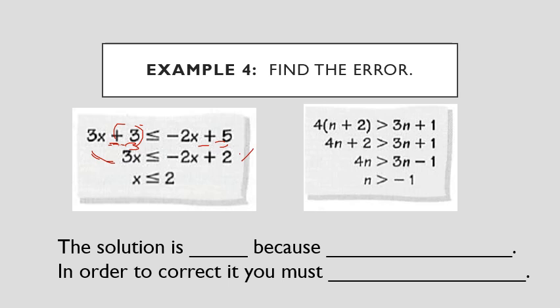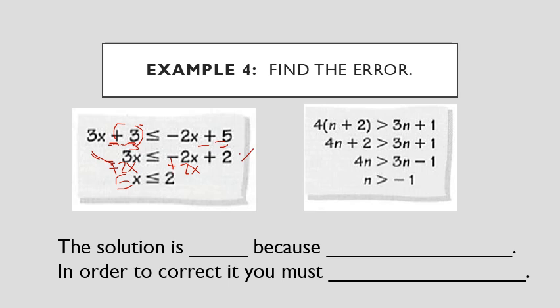Next, what I would need to do is move the variable. I have this negative 2x on the right-hand side, so I would have to add it to the other side. So this should have been 5x here. So what this person did was just combine the variables. However, they're on opposite sides. So you should have used inverse operations. So that was the mistake there.